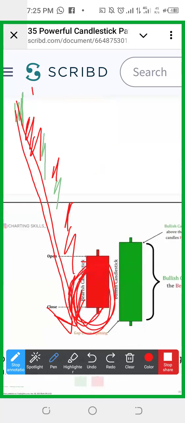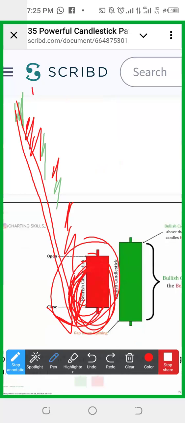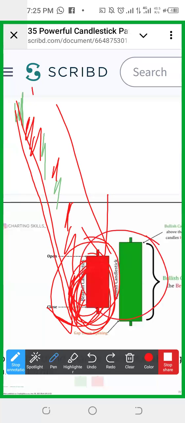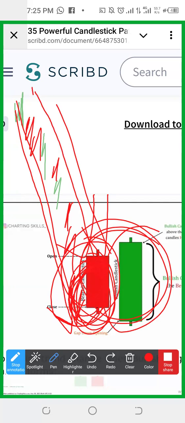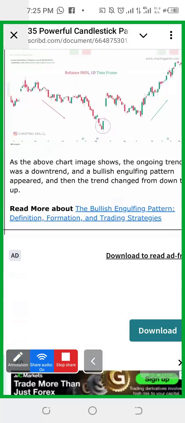Now, after this red candle, if a green candle forms that is bullish and engulfing, that means it's bigger, fatter, taller, overshadowing this red candle at the bottom of this downtrend, then it's a bullish reversal pattern. That means from here, the sellers have finished selling. So this bullish engulfing pattern shows that you can put much more money here and take massive profits. So I'm just doing a review of the bullish engulfing pattern.